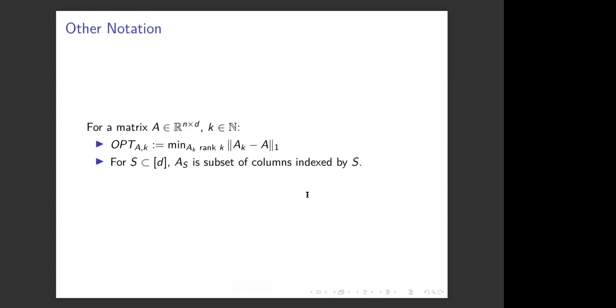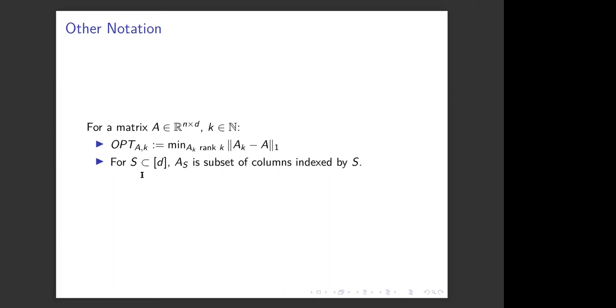Okay, so before I go to the algorithms, let me just give some definitions. So opt sub k of A is the optimal rank k error for A, the distance between A and the optimal rank k matrix A sub k in the L1 norm. And also, if you have an n by d matrix A and a subset S of column indices, because there are d columns, then A sub S is the subset of columns of A whose indices are in S.